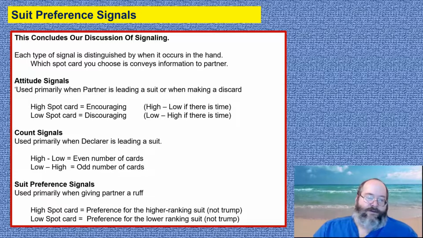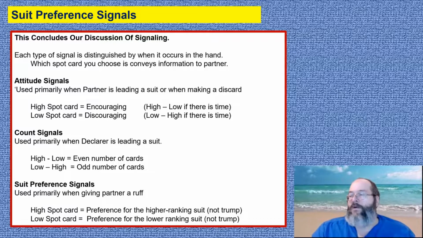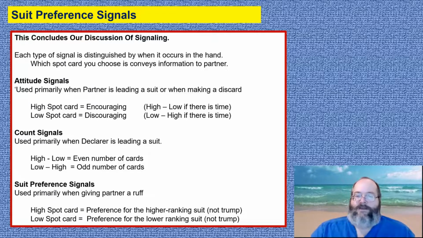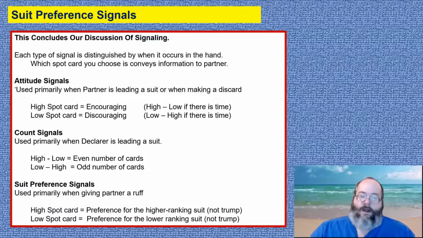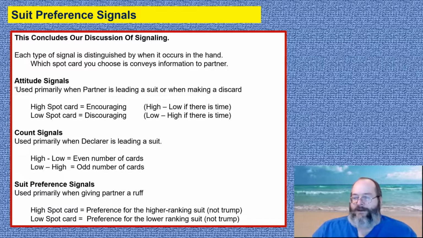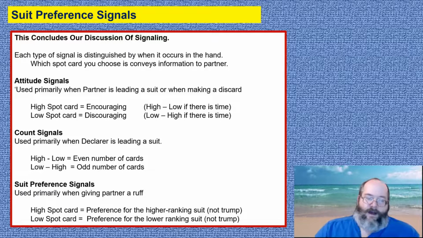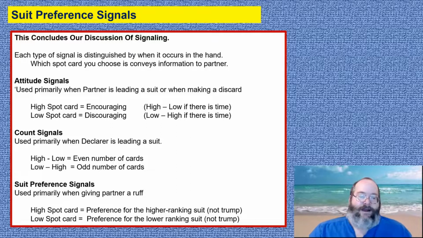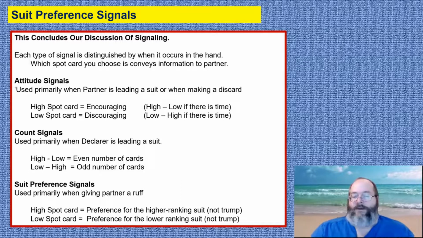So attitude signals are primarily going to be used when partner has led a suit, or if you are making a discard, right? So partner leads the ace, he's got the king to back it up, you want to give him attitude, right? Partner leads the king, you want to give him attitude. Or the first time you get to throw away a card, if you throw a low card, you're saying, I don't like this suit, don't lead that one. Or if you play a high card, you're saying, I like that suit, lead this one, right? So attitude, high is encouraging, low is discouraging. If you have time, you can give the full signal, high, low, but frequently partner's going to have to make up his mind on that first trick.